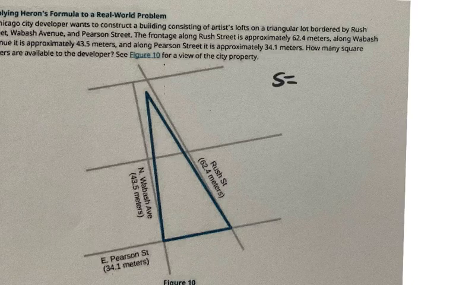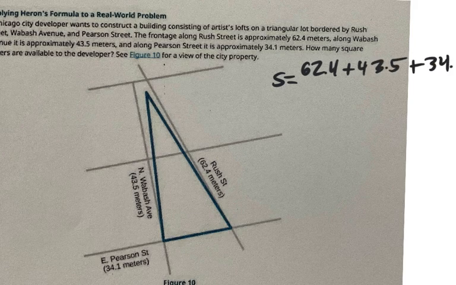62.4. Got to start with a semi-perimeter. 62.4 plus 43.5 plus 34.1 all over 2 is 7,704. It's going to be like 68 or 69, 70. Is it 70 exactly? Yeah. Man, that's nice. I wish I could have done my mental math better if it was exactly 70.